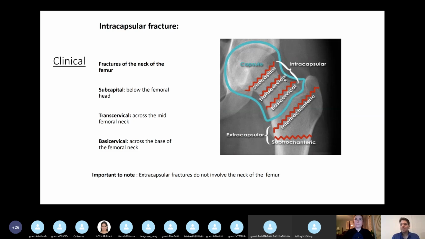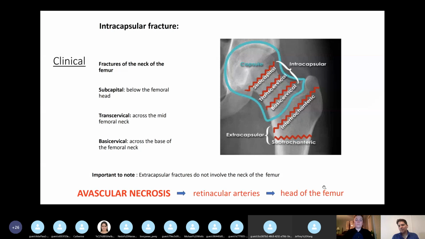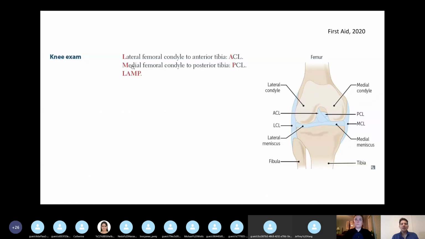And you can see it here, this intracapsular injury, or injury to the femoral head, to the neck of the femur, gives compromised blood flow to the head of the femur. So obviously you don't want an extracapsular, but if a patient comes in, you prefer extracapsular to intracapsular just because of the blood flow and because you're mainly worried about this avascular necrosis. These branches that come off of the medial circumflex are going to be the retinacular arteries, and that's what's going to feed the head of the femur.